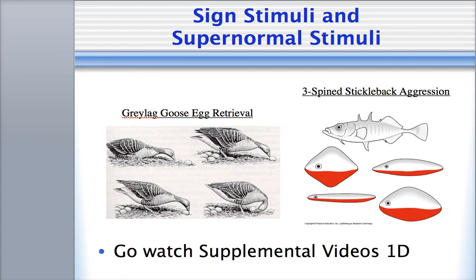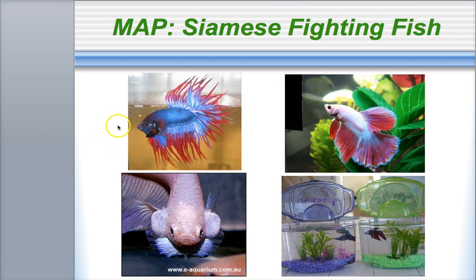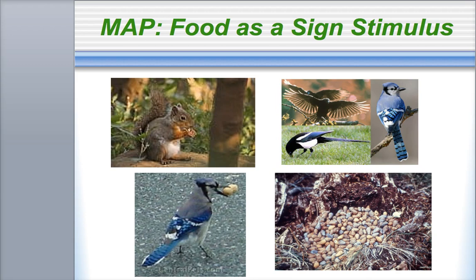Okay, welcome back. All right. So I want to move on and show you a couple more pictures and then talk about the difference between modal action patterns and reflexes. So one of the examples I gave you was a fighting fish, the Siamese fighting fish, and you can see how big and ugly their faces get. When they see another male, they engage in this behavior where they puff up and rush and bite, kind of like the stickleback does.